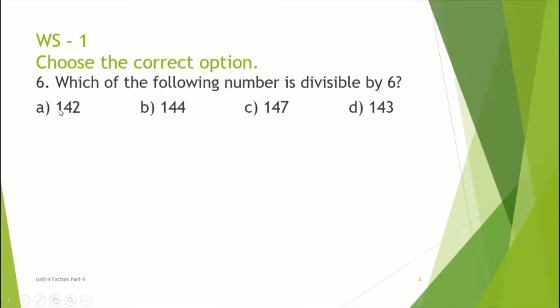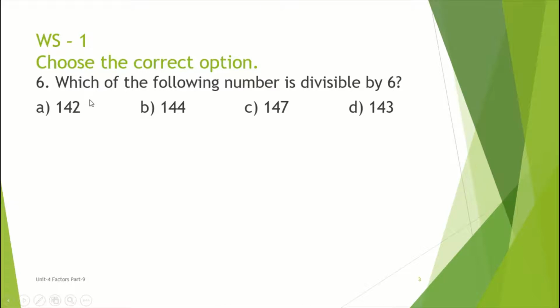We know that 142 and 144 both are divisible by 2 because here the unit place is 2 and here the unit place is 4. Now for these two numbers we will check whether the given number is divisible by 3 or not. So what is the divisibility rule of 3? The divisibility rule of 3 states that we have to add all the digits of the given number.